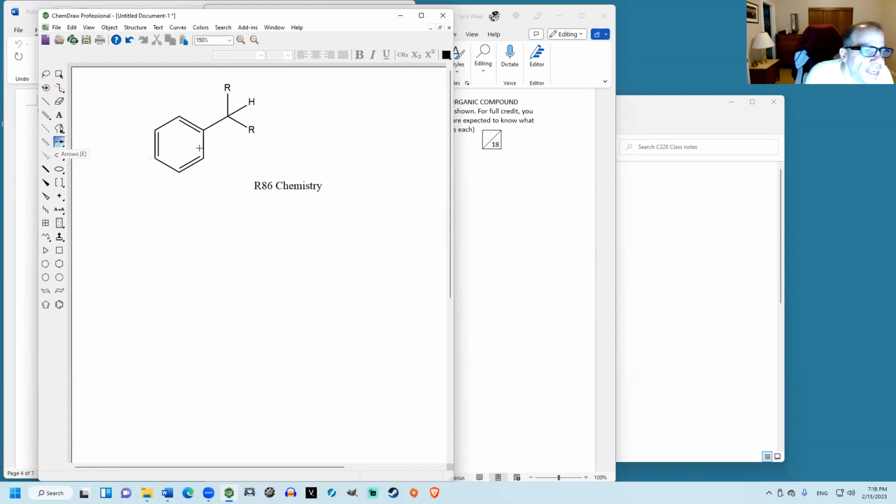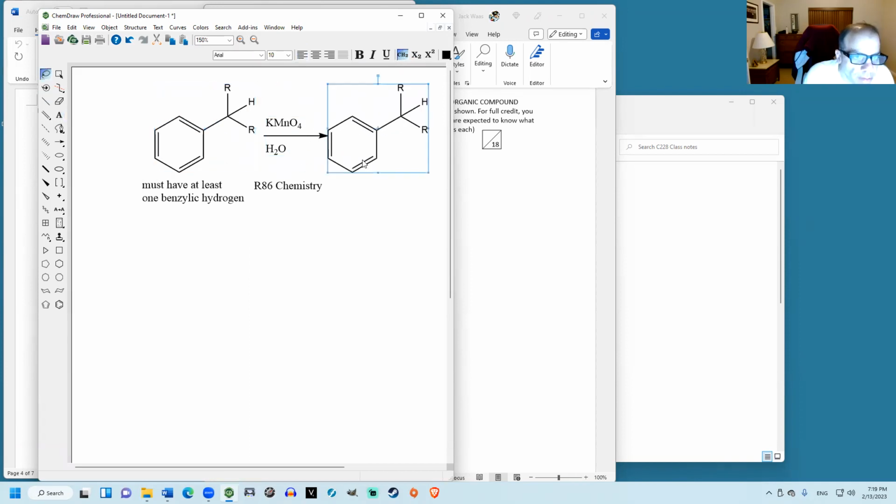Basically, what you need to know is any compound of this type that has at least one benzylic hydrogen, when you treat it with aqueous potassium permanganate, you get benzoic acid. And here I won't write CO2H. I'll actually write the group out. Makes it easier to see. So that's the reaction.